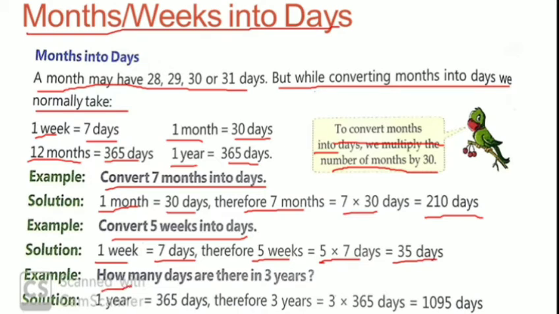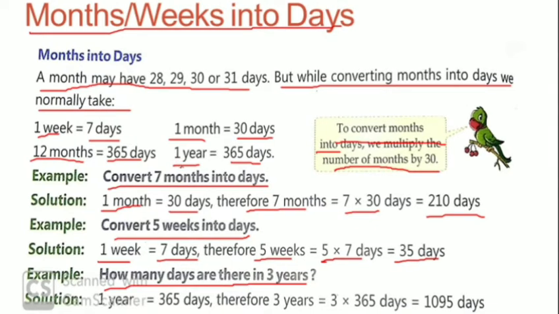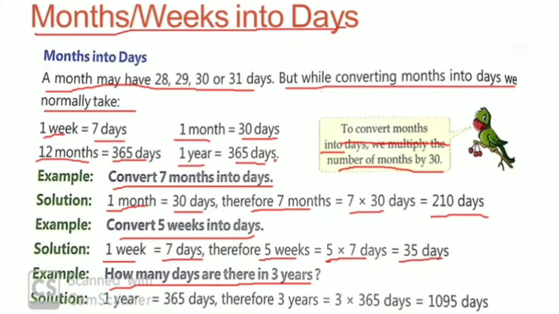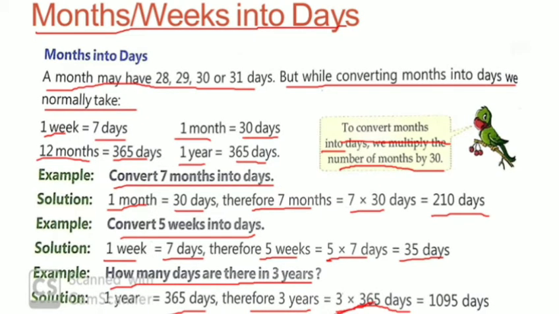Next example, how many days are there in 3 years? We know that in 1 year, there are 365 days. So we just have to multiply the number of years by 365 to get the number of days. 1 year is equal to 365 days. Therefore 3 years is equal to 3 into 365 days, which means 1095 days.